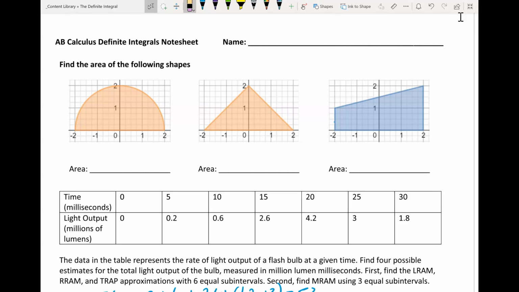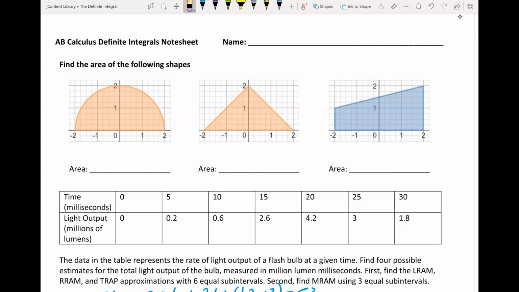We're going to start off by doing a review from last lesson. We're going to calculate the area under each curve for the various shapes, and then we're going to look at approximation given a table of values, and we'll approximate the left hand Riemann sum, the right hand, the midpoint, and also the trapezoidal method. So we're going to start off by just calculating the area underneath the curve.